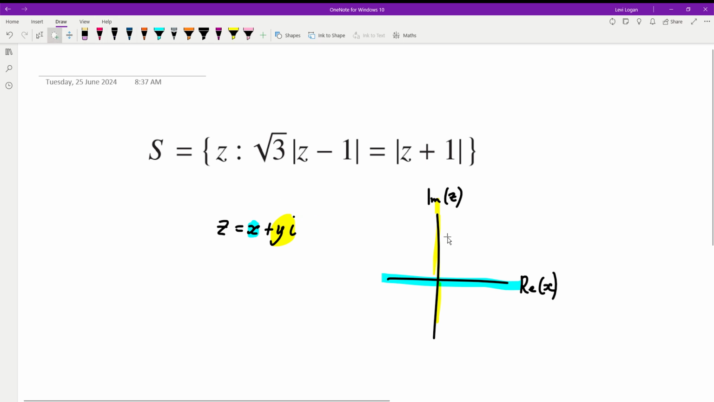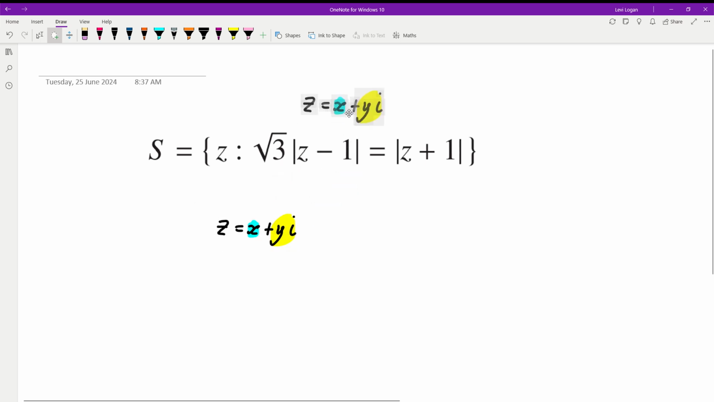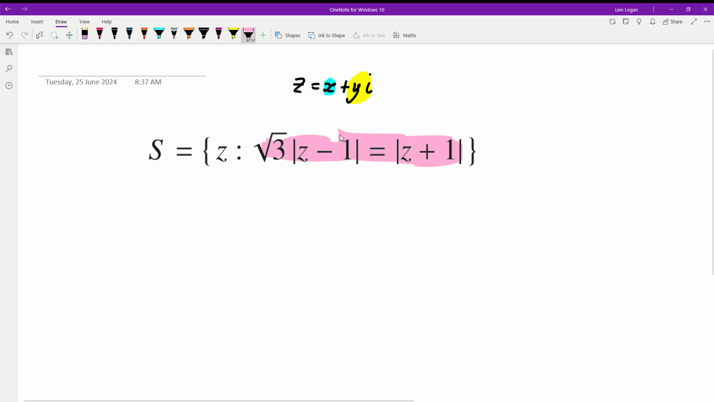Now, all we have to do when you're sketching a subset in the complex plane is look at this stuff here. Ignore the rest of it. The rest of that is saying this is the set of all the complex numbers that obey this, and there it might be a circle, might be a line, etc. So all we've got to do is write this.